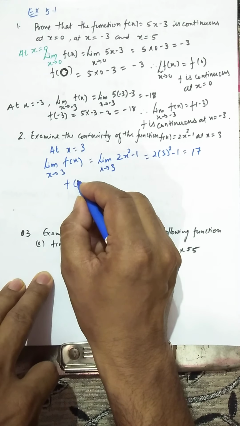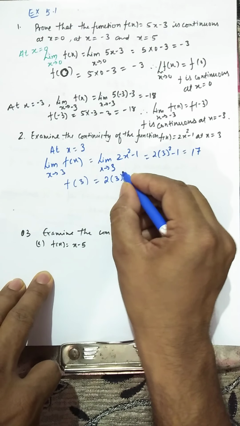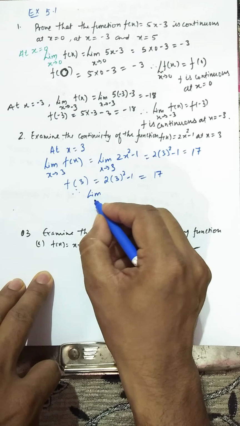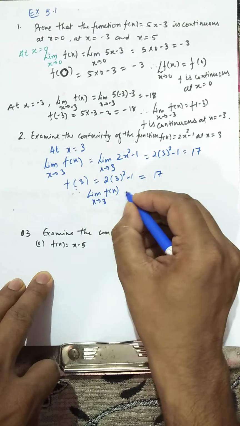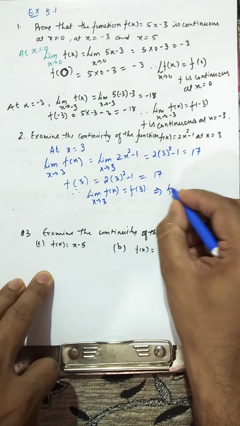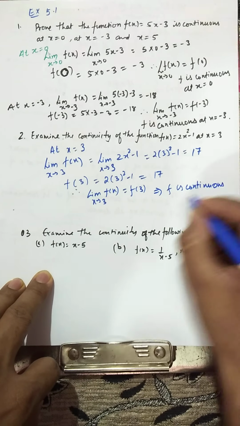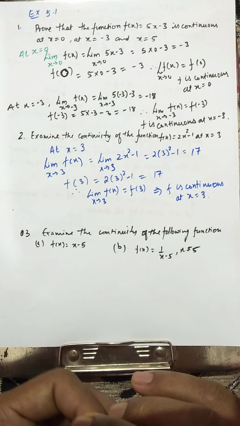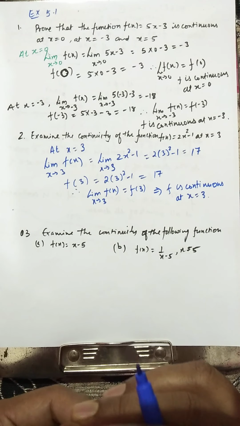Now take x = 3 in the function, f(3). This becomes 2 into 3² minus 1, so again it is 17. Therefore you can see that the limit as x tends to 3 of f(x) is equal to f(3), which implies f is continuous at x = 3. So this is a very simple way to check whether the function is continuous at a point, which in this case is 3.